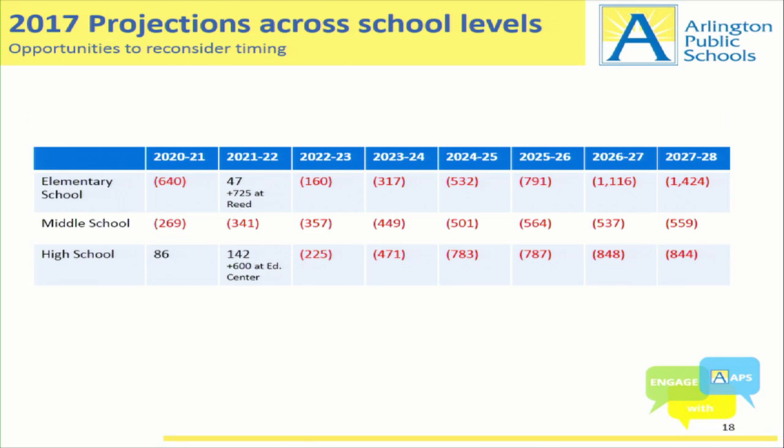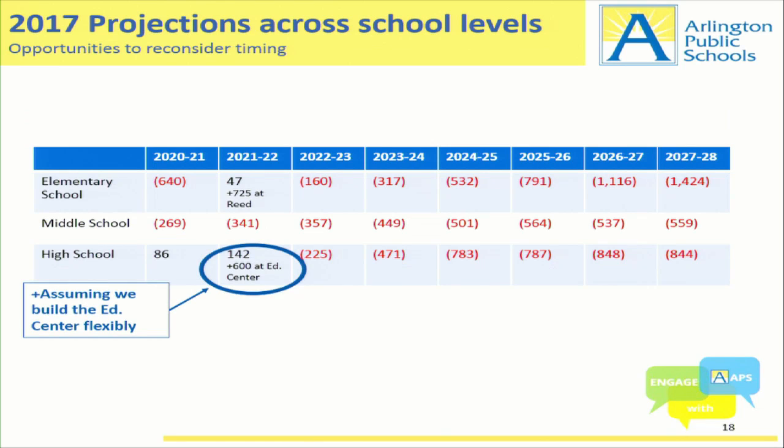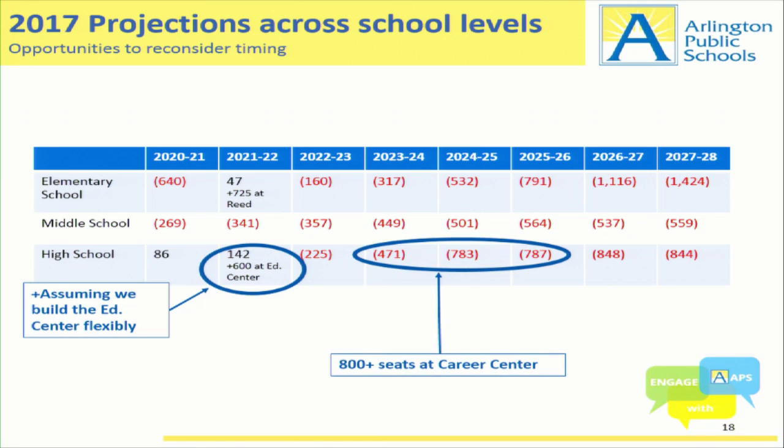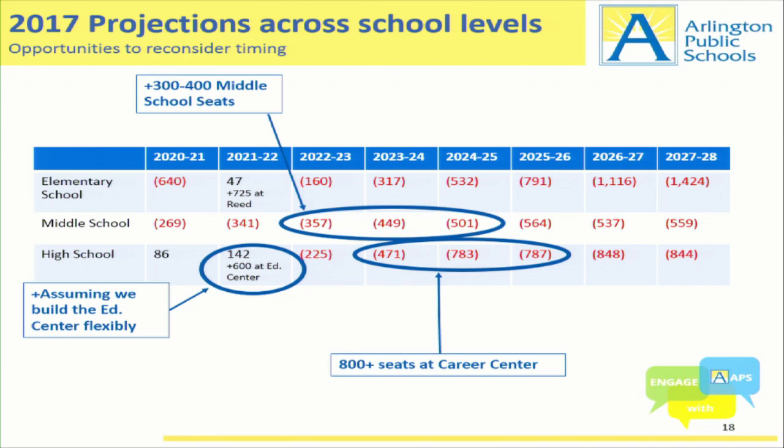Again, this is what we looked at with FAC, so I'm not going to go into the numbers, but as we begin to look at some of the flexibility of when we might bring on some of the seats, at high school, we're assuming that, if we bring on the Ed Center in 2021, it provides some flexibility. And we'll talk a bit about that in a minute. 800 seats at the Career Center then might have a little bit of a range of when we could bring them on. And I know that group has been talking, if they could actually find more seats, I think that's where we get the flexibility, maybe reusing the building here.